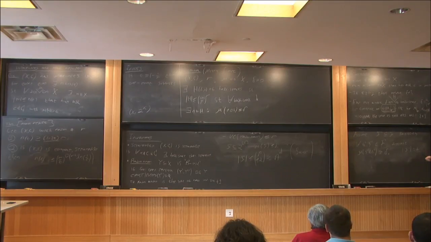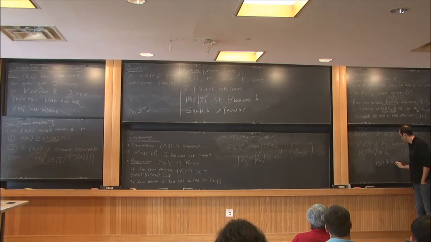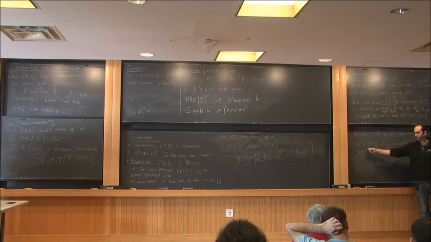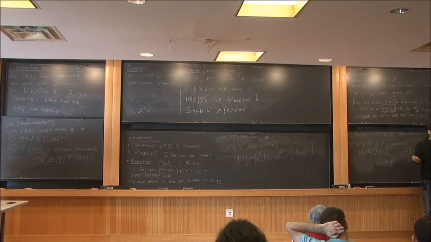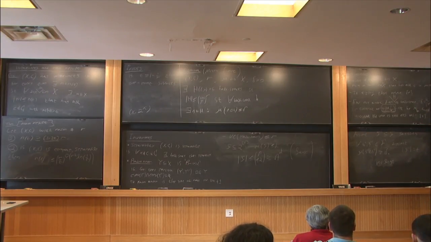Now, what happens if you sample roughly 100 log T independent coordinates? So let's fix two elements f and f prime in this code. If I sample a coordinate uniformly at random, the probability that they will disagree on this coordinate is at least delta, right? Because the measure of coordinates where they disagree is at least delta.